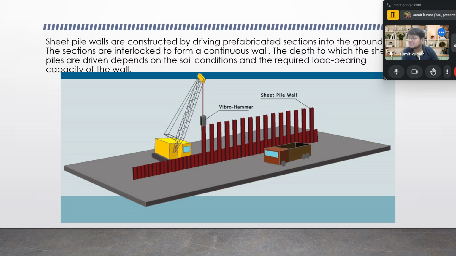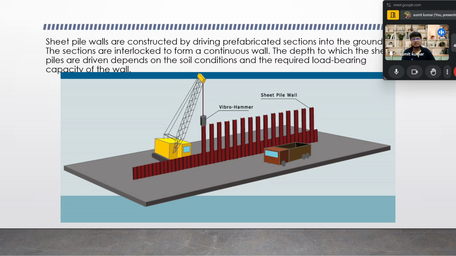So this is a type of mechanism. When I say vibro hammer, this is a machine which provides vibration through which the sheet pile is driven into the ground. But in the impact hammer, a weight is dropped from a specific height onto the sheet pile to drive it into the ground. So these are the two mechanisms through which sheet piles are inserted into the ground.